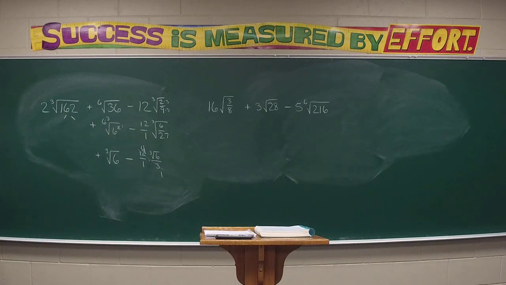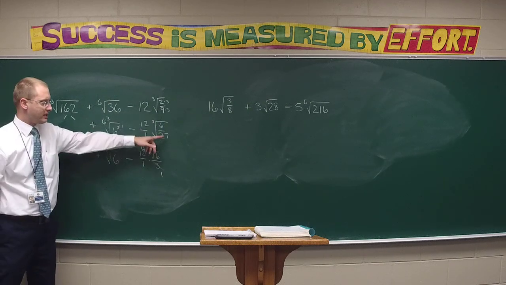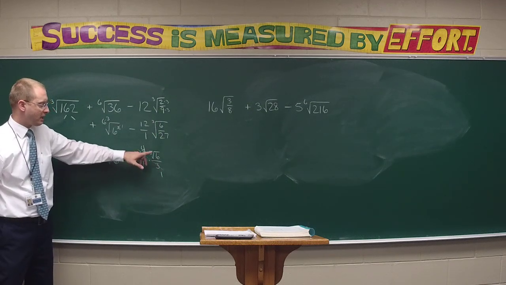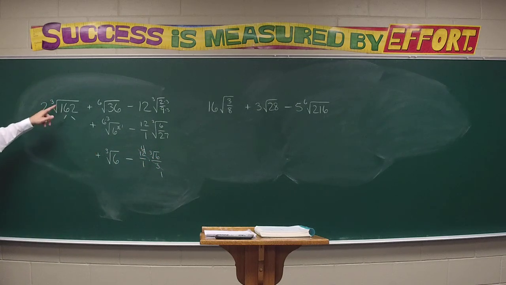On his first one, the 36 becomes 6 squared. I get the cube root of 6. Here, I want that 27. Take the cube root to get 3. I end up getting 4 times the cube root of 6. I'm noticing a pattern here. What number am I looking for?